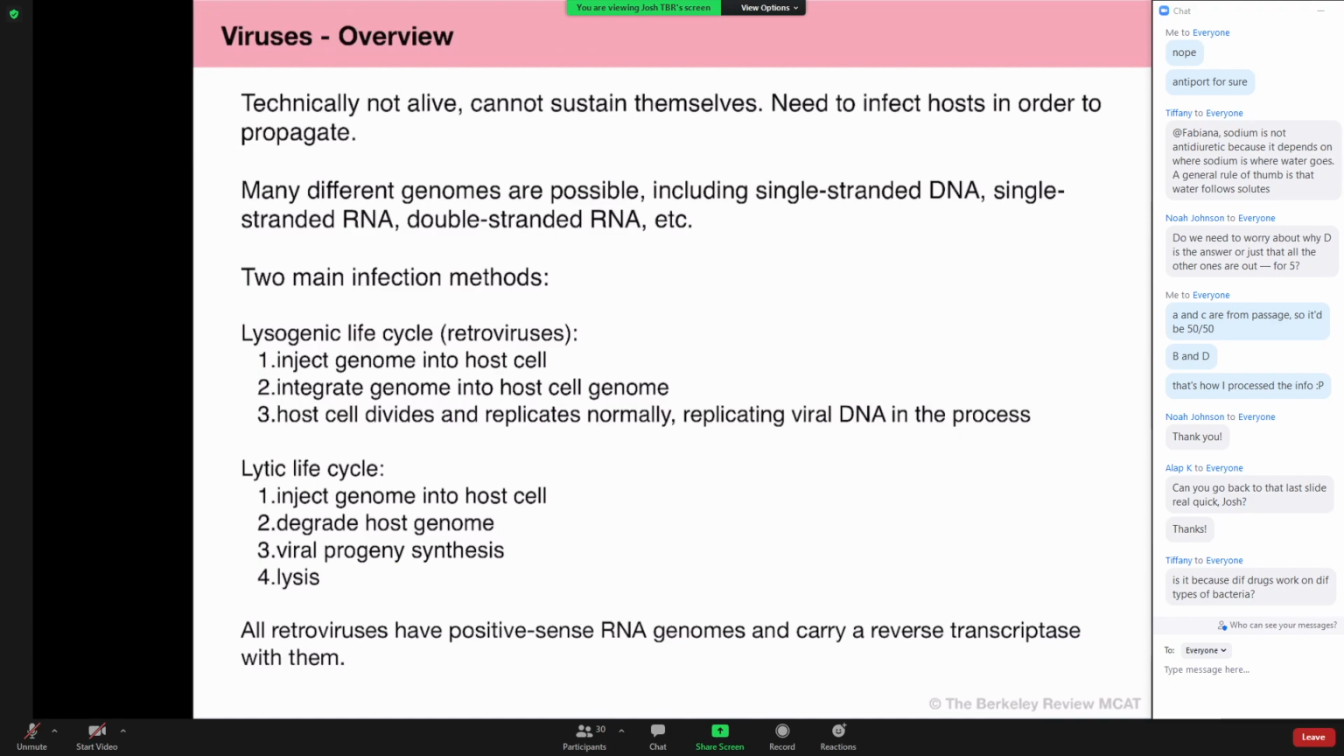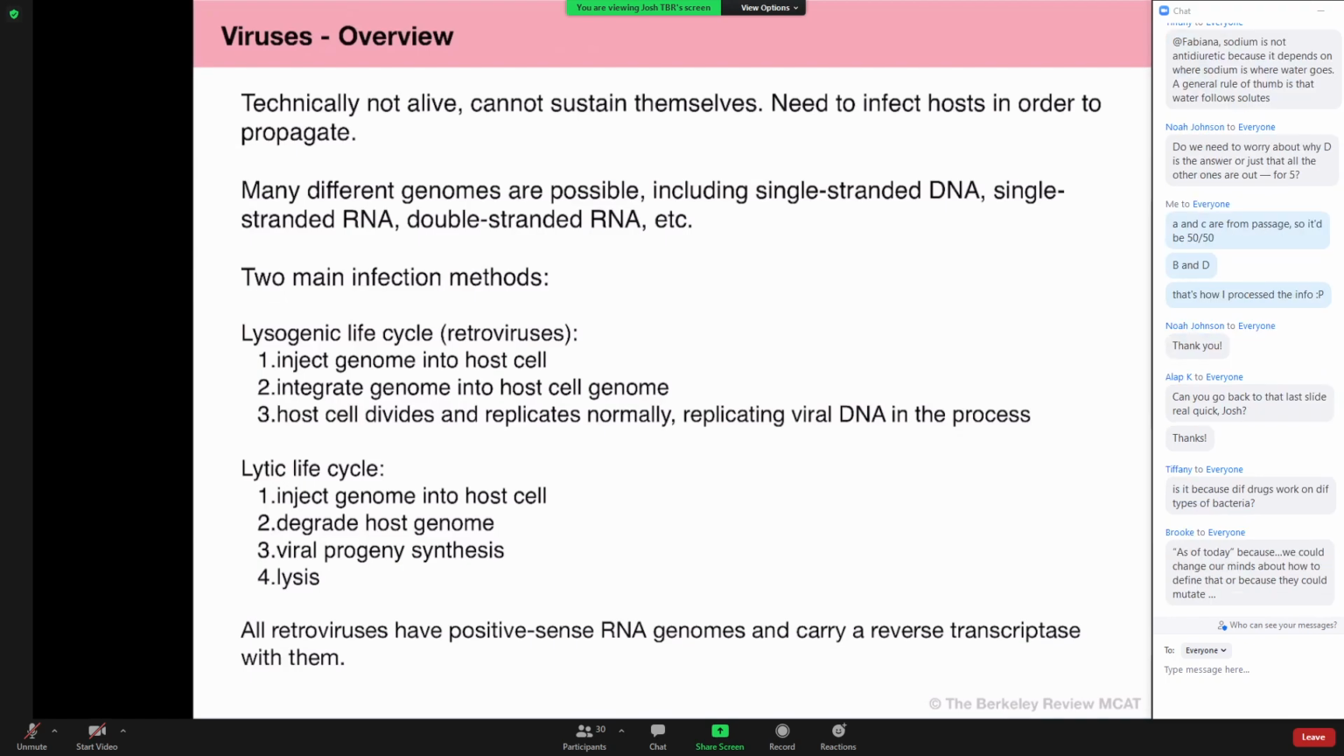They can have single-stranded DNA, right? They can have single-stranded RNA. They can have double-stranded RNA, double-stranded DNA. They have a lot of different options for how their simple, small genome is comprised. And there's two main infection methods.